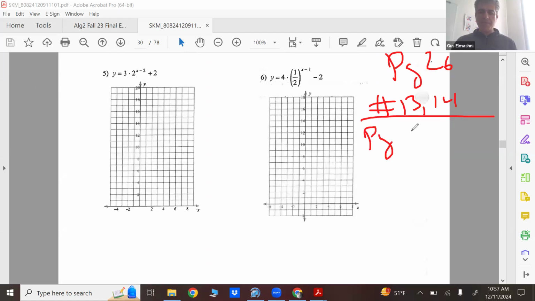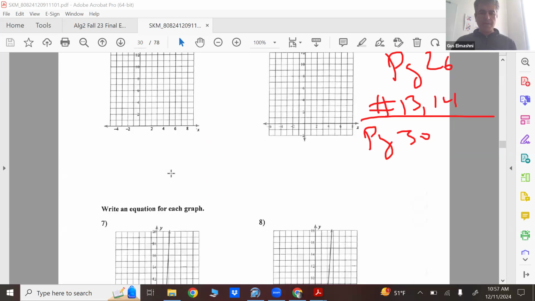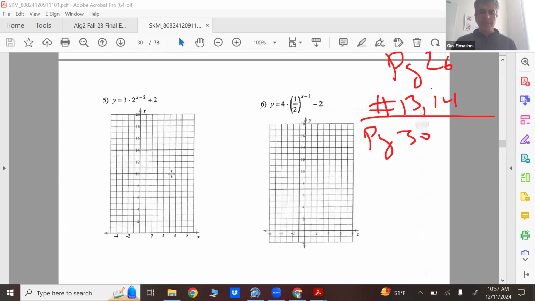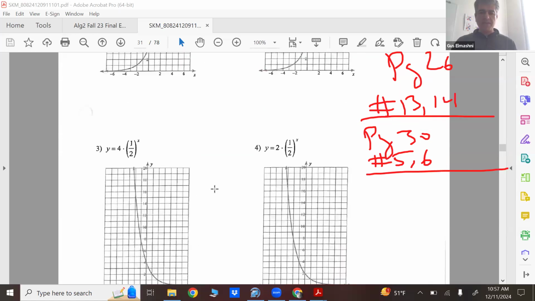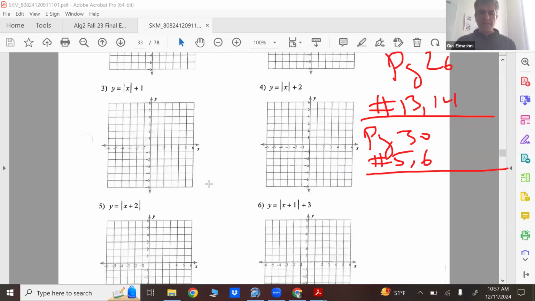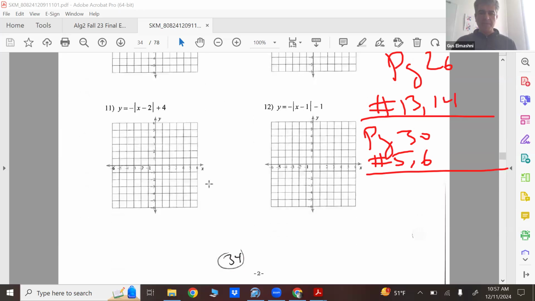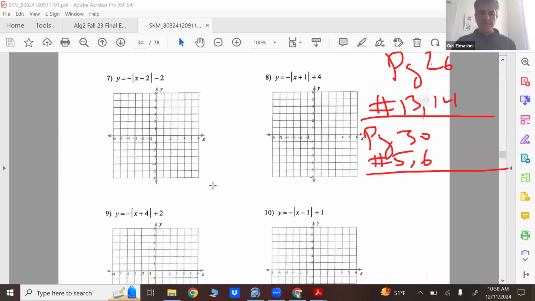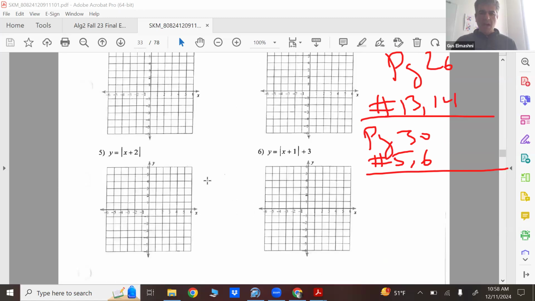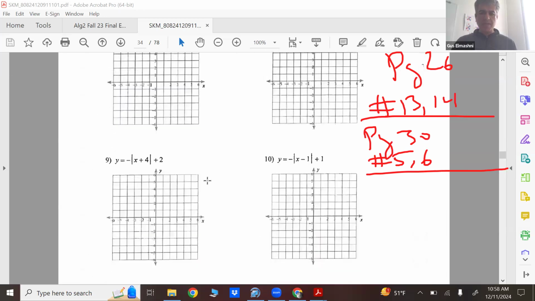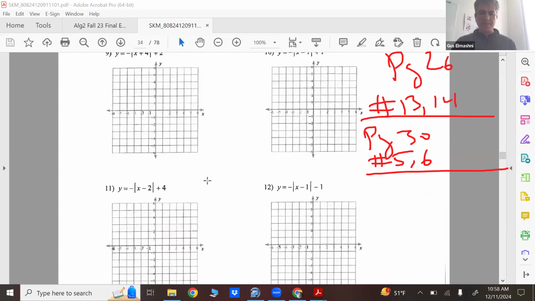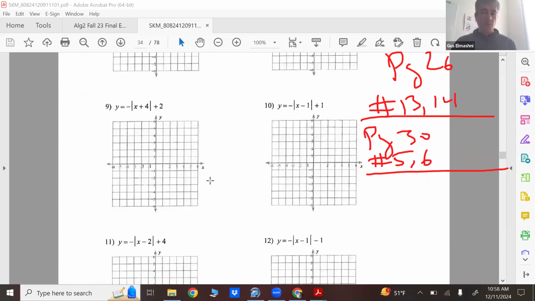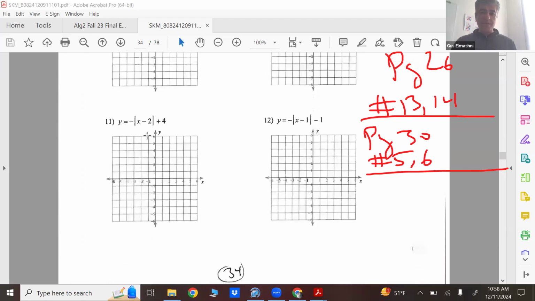I would say page 30, is that 30? Yeah, page 30, numbers 5 and 6. Okay, guys, let me finish. 5, 6. I would say, Lincoln, stop talking. Thanks. I'd say page 34, 7 through 12.